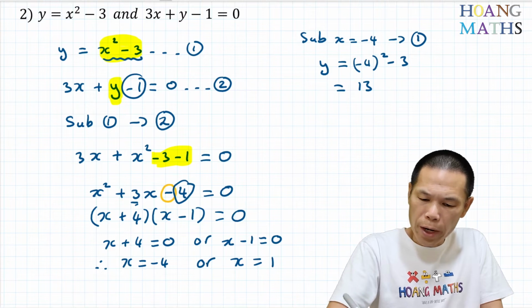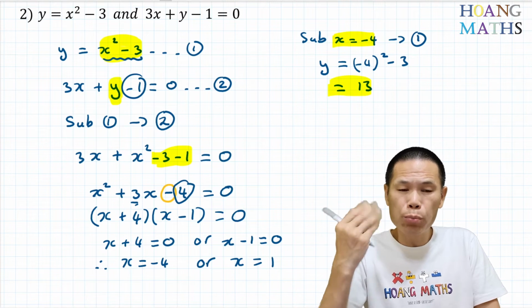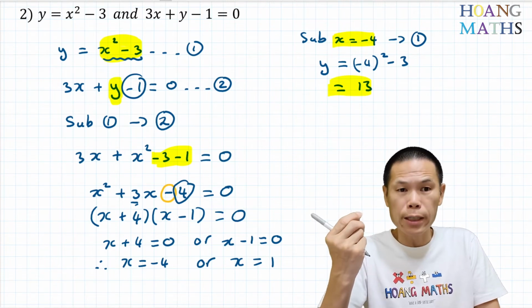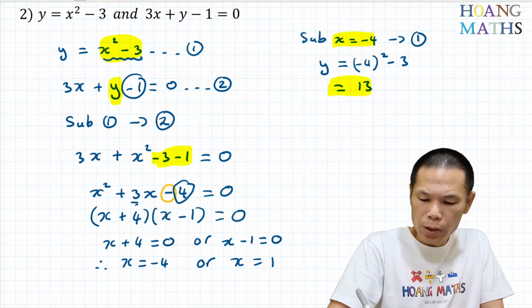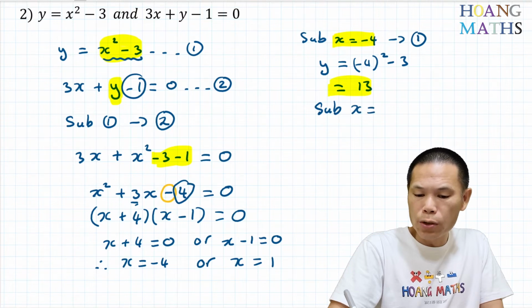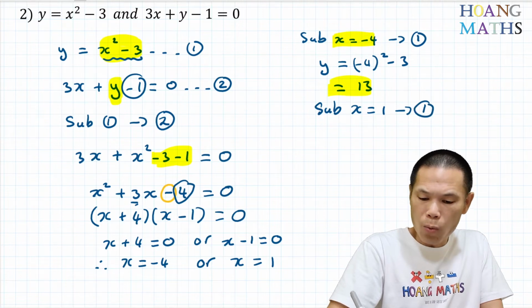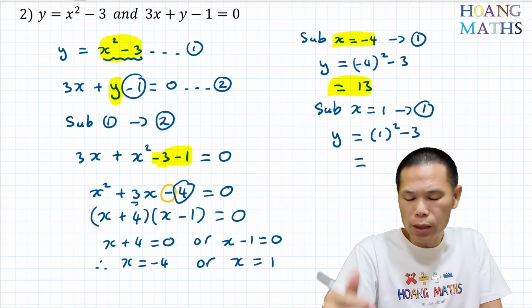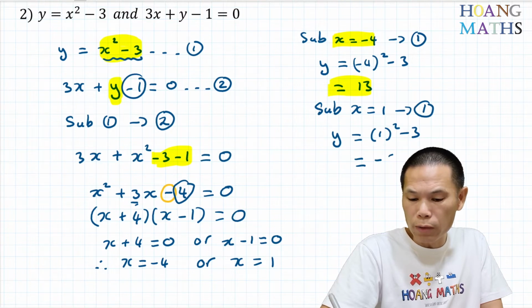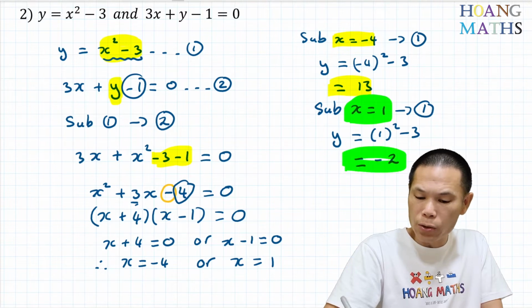So now we know that when x is negative 4, y is equal to 13. Otherwise, you can just put that on a calculator and you should get 13, so just keep that in mind. Now when x is equal to 1, we substitute x is equal to 1 into equation number 1 again. So y equals x squared minus 3, that means 1 squared minus 3. 1 squared is 1, and 1 minus 3 is negative 2. So when x is equal to 1, y is equal to negative 2.